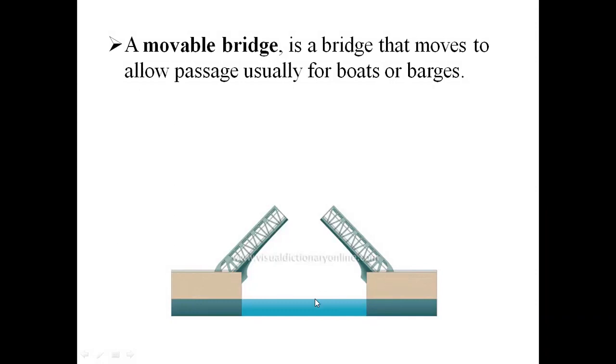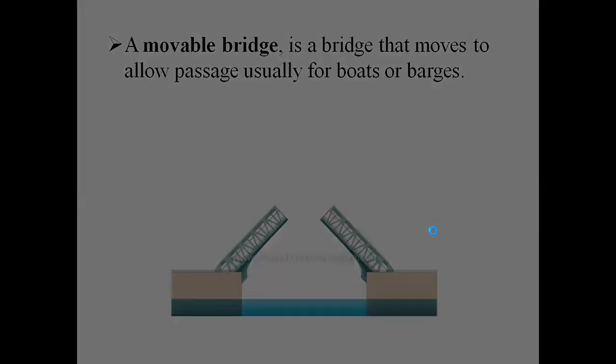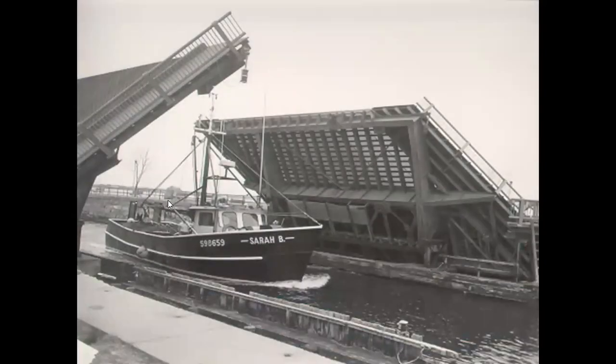When a vehicle or a ship is moving in between the bridge, definitely bridges will open to have a proper elevated height. So a moving bridge is a bridge that moves to allow passage, usually for boats or barges. So this is a live example, of how the bridge is opening to allow a ship passage. So this is an example at a canal.